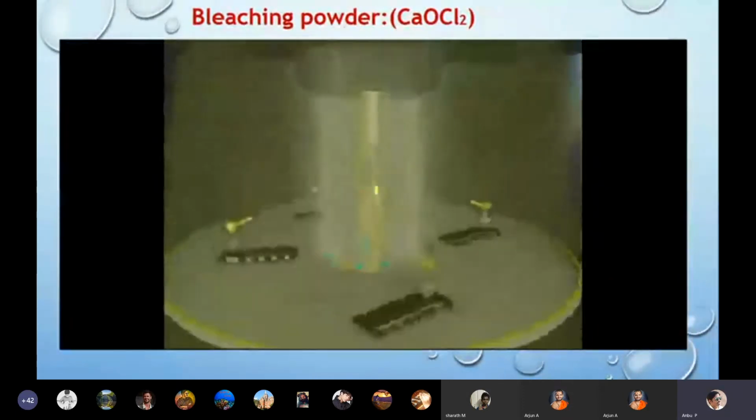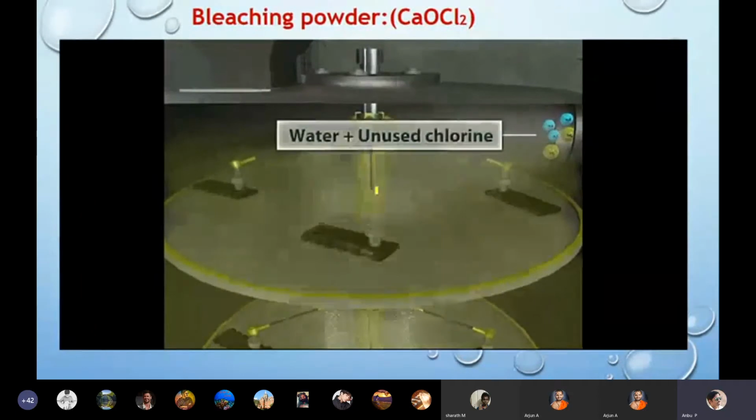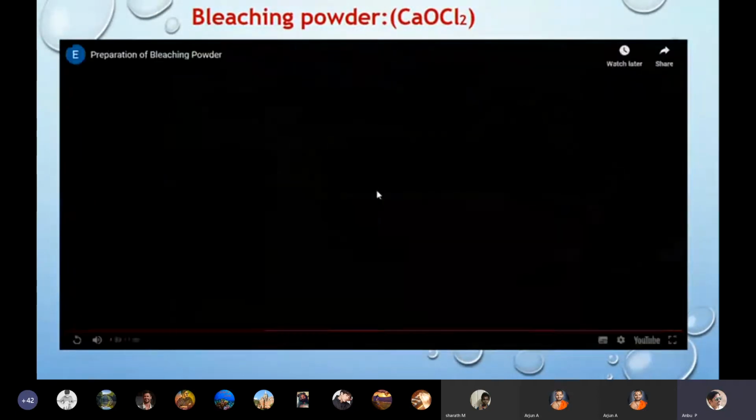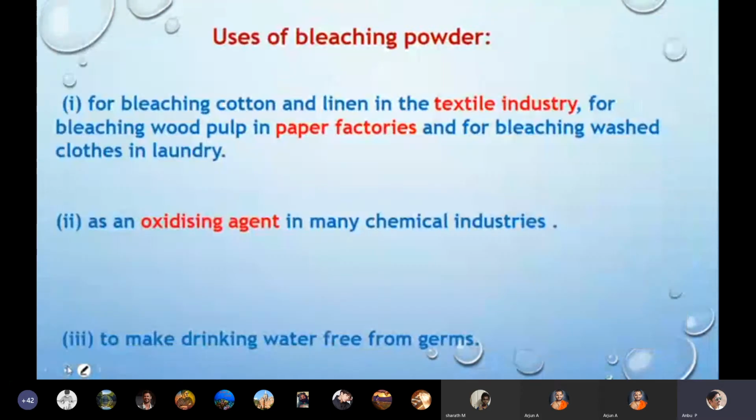I think you would have understood in a better way how this bleaching powder is synthesized in an industry. So that is the bleaching powder synthesis. Very simple. And the next thing is that we are going to see how this bleaching powder is used in our life. I think you all know it is for bleaching. The term indicates bleach. So it is used in the textile industry for bleaching cotton and linen, and it is also used in the paper industry and for bleaching washed cloth in the laundry. So these are all the various uses of bleaching powder.